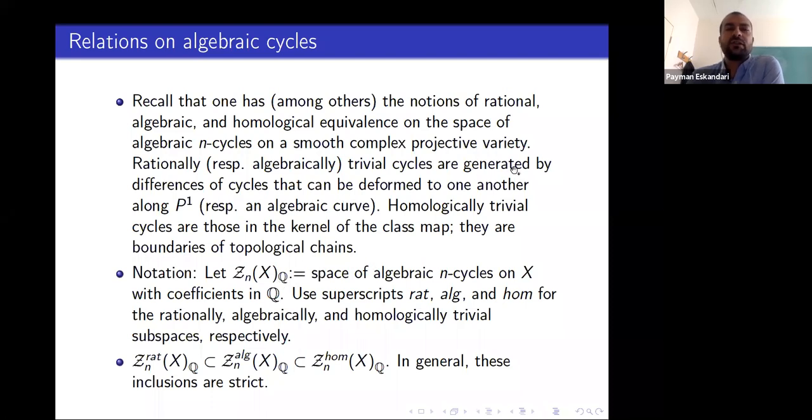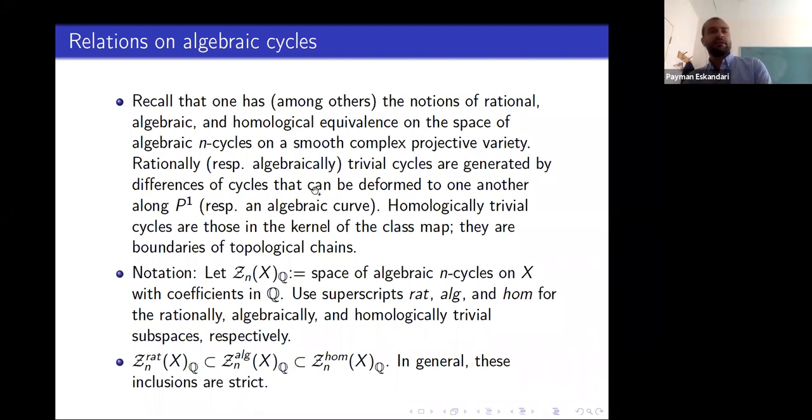But there are different notions of equivalence on these things, and among these are rational, algebraic, and homological equivalence. So, rough definitions: the subgroup of rationally trivial cycles is generated by differences of cycles that can be deformed to one another along P1. Algebraic equivalence would be along an algebraic curve. And then homologically trivial cycles are those that are in the kernel of the class map.